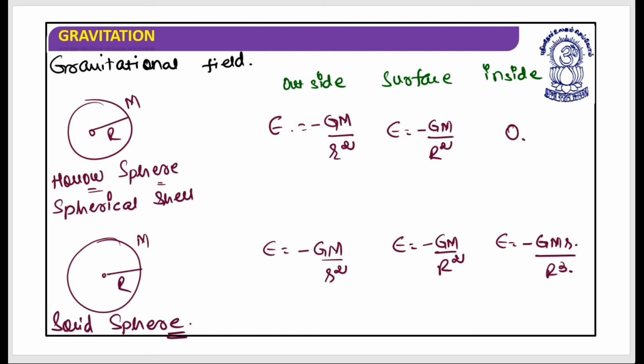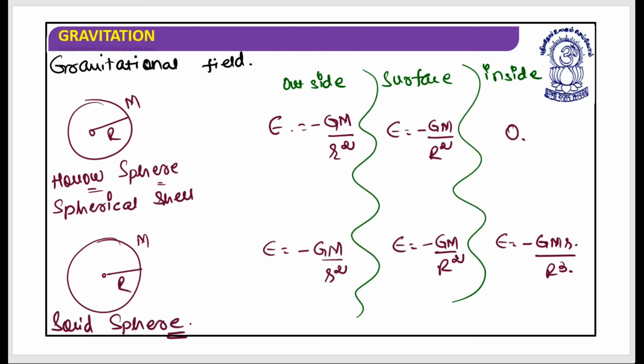I hope this is clear. So this is the situation when it is inside and outside. Again, let's observe that the outside field is the same on both sides. It's minus GM by r square, whether it is a hollow sphere or a solid sphere. On the surface, the relations are the same: E is equal to minus GM by r square.